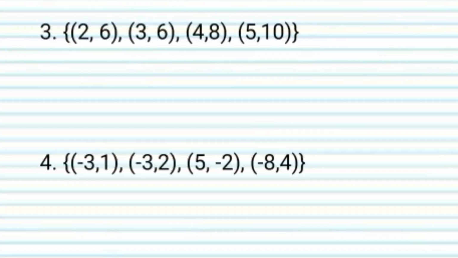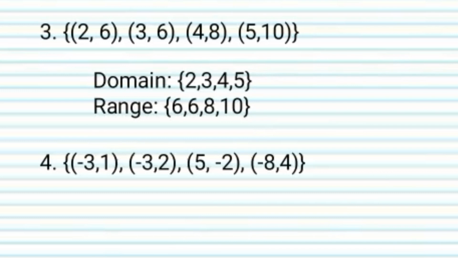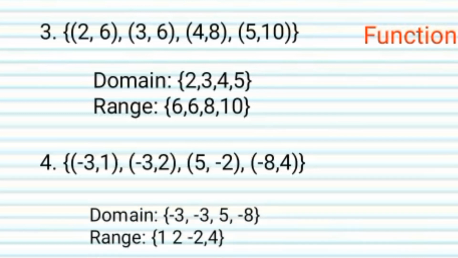In the next example, the domain is the set of 2, 3, 4, and 5. And yes, there are no repetitions of values in the domain, thus it is also a function. In the last example, let's take a look at the domain in the given set. Here we can see that the domain is the set of -3, -3, 5, and -8. And yes, -3 appears twice in this set. Therefore, we can say that this set is not a function.